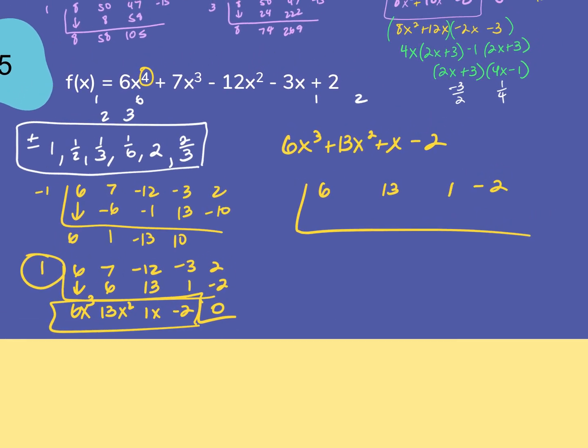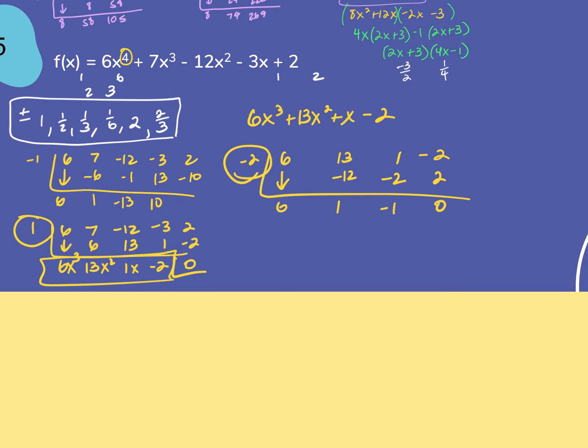So I already did 1 and -1. Now I would try -2, bring down the 6, -12, 1, -2, -1, 2, and there's my second one that works. And now I just reduce this to the point that it is squared. If it is squared, it will either be factorable or I could use the quadratic. So my goal is just to get it squared.